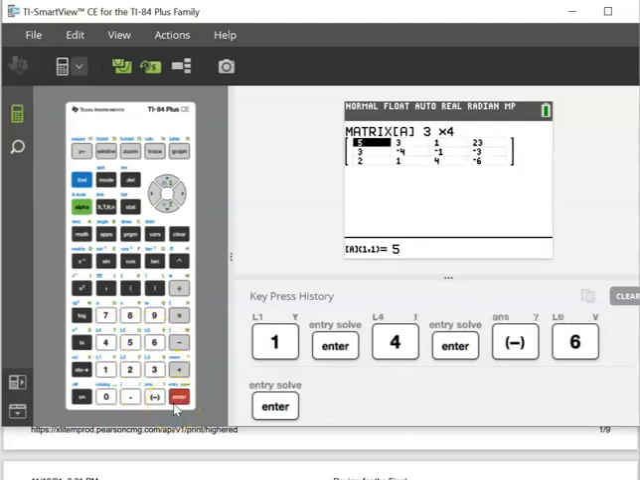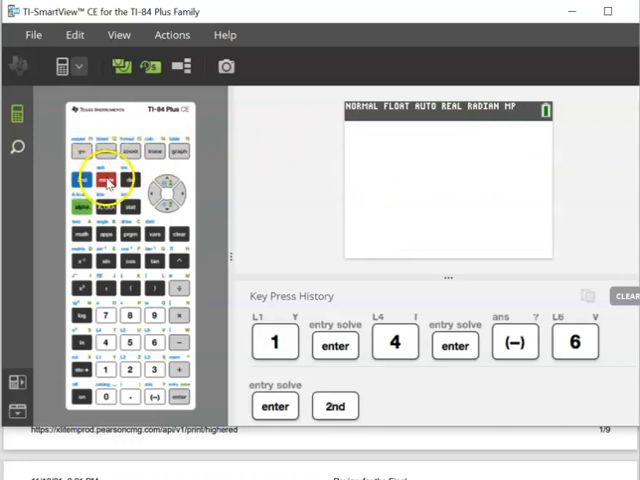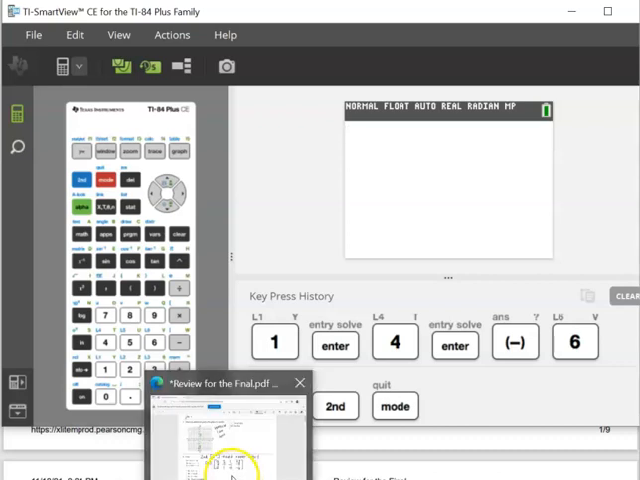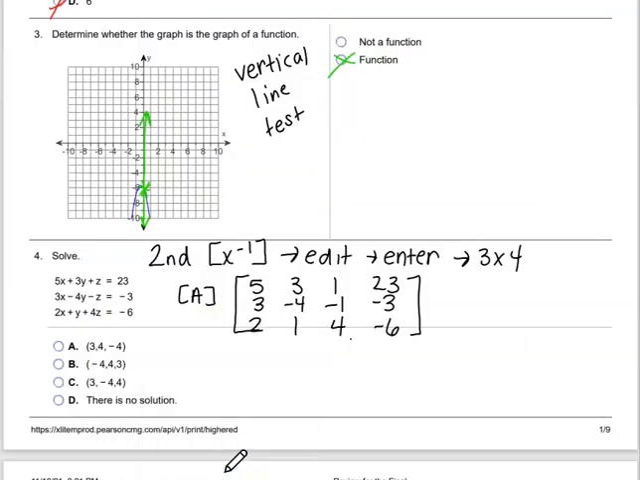Okay, so we have our matrix typed in. You always want to make sure you go back over it, just kind of eyeball it, make sure that you got all of the things entered correctly. I'm going to hit second mode to get out of that screen next. So I hit second mode. Okay, then I'm wanting it to calculate this for me.